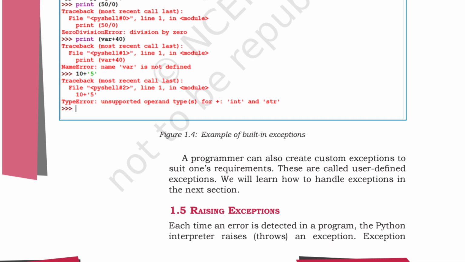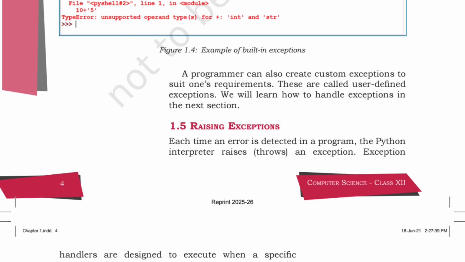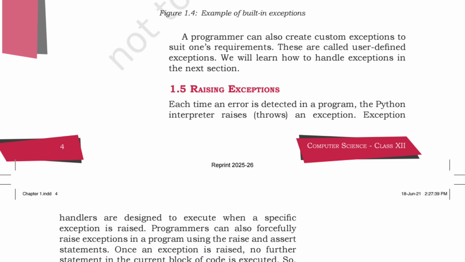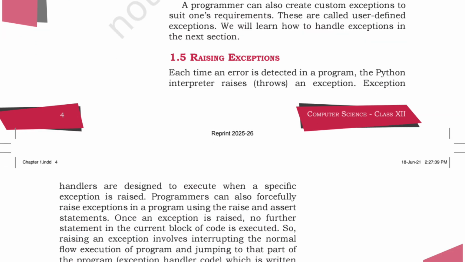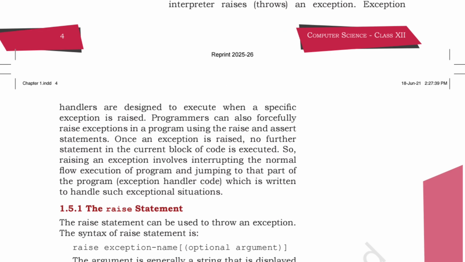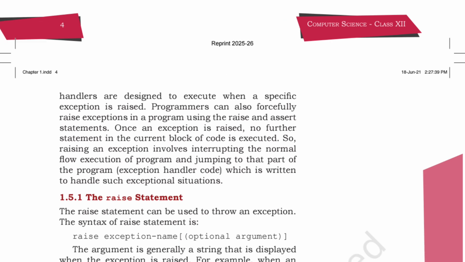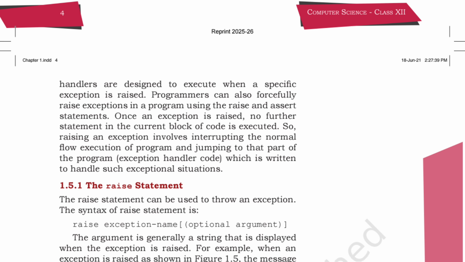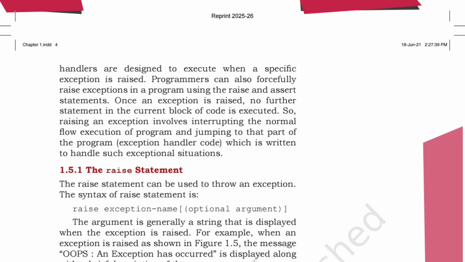That is the example of built-in exceptions. Now we will talk about raising exceptions. Each time an error is detected in the program, the Python interpreter raises an exception. Exception handlers are defined to handle them. Programmers can also forcefully raise exceptions in the program using the raise and assert statements. Once the exception is raised, no further statement in the current block of the code is executed.